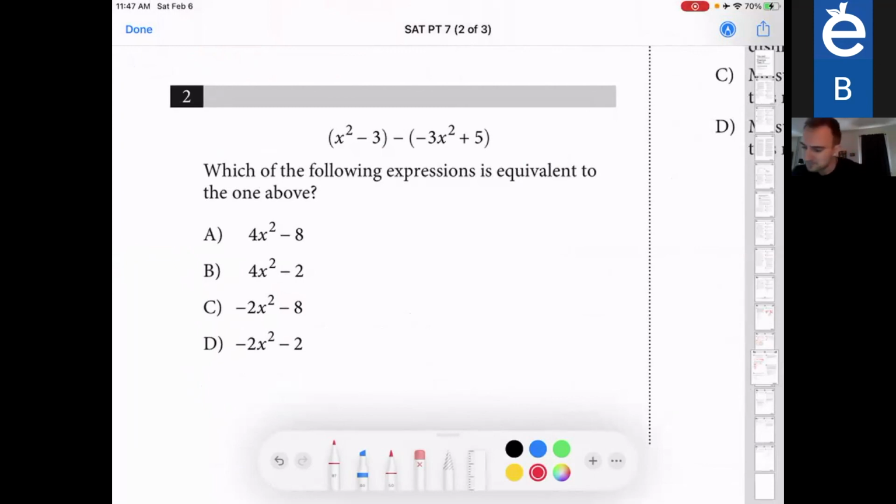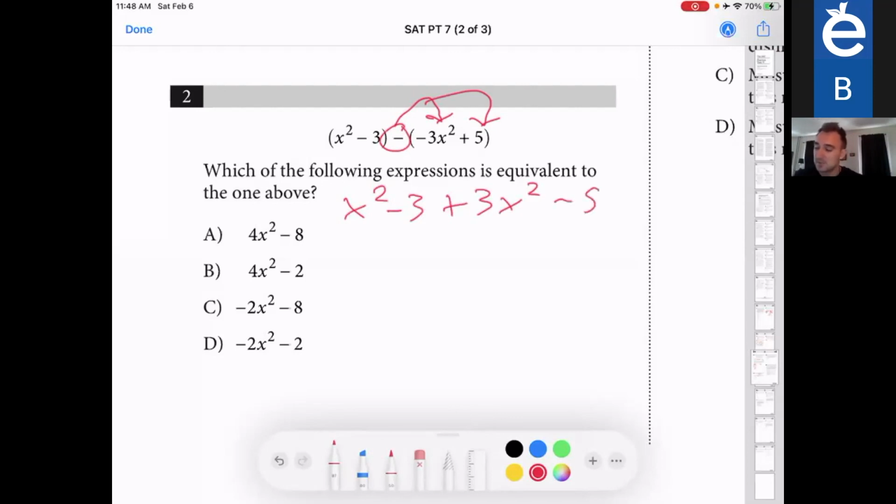Number 2, okay. Which of the following expressions is equivalent to the one above? So we have x squared minus 3, parentheses, minus, in parentheses, negative 3x squared plus 5. So we just really want to combine like terms here. Squared minus 3, I'm just going to write that now without the presence of the parentheses. But I need to be careful. This negative sign here is being distributed here and here. So when that negative sign gets distributed to a negative 3x squared, I actually get a plus 3x squared. When that negative sign gets distributed to a plus 5, I get a minus 5.